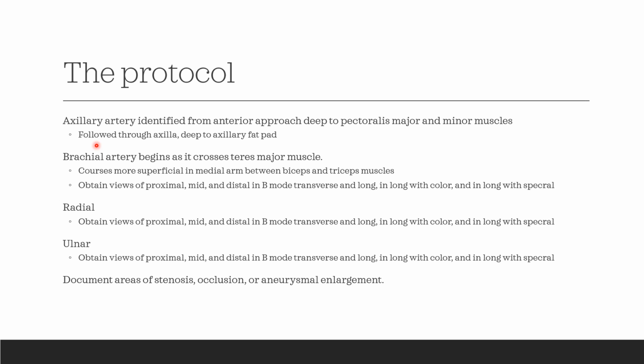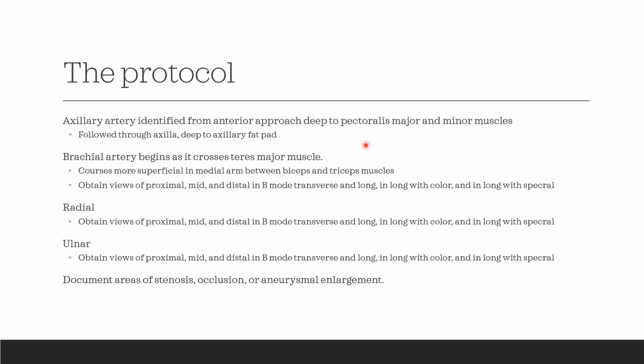You're going to want to assess it with color throughout the length of the vessel, looking for any areas of possible stenosis, and then document the stenosis if you come across it. Now we know as it exits the axillary region, that's when it turns into our brachial artery. The brachial artery is then going to course more superficially in the medial arm and between the biceps and triceps muscle. This is where you might have your patient move their arm from the stop sign position down to an adducted position with a supinated hand.